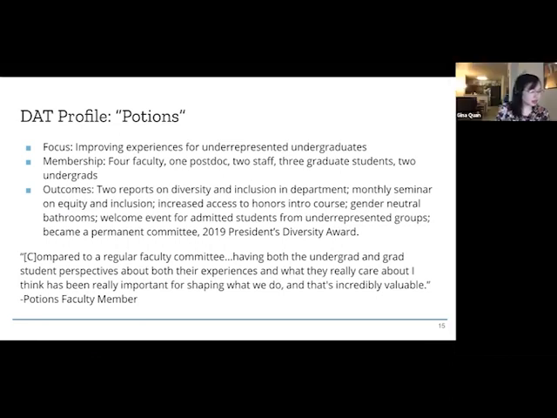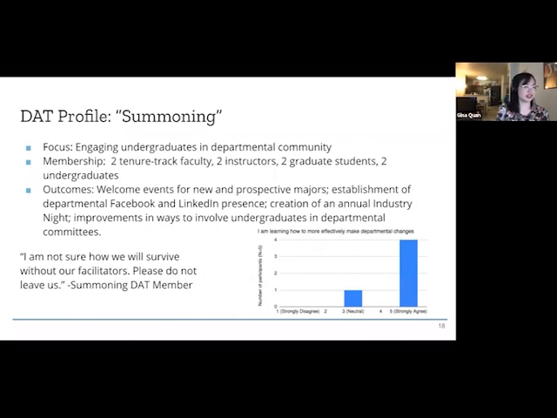Great. And now we will move on to the DAT that we call summoning. Thanks, Gina. So this DAT had the sort of interesting situation of having had a graduate program for many years and a large body of research faculty. And then they were just adding, when the DAT was formed, a new undergraduate major. I think the major had been 6 months old or something when the DAT formed.